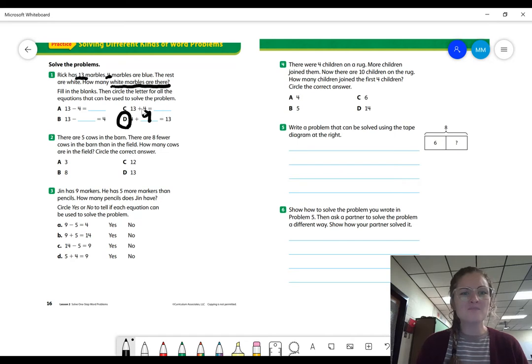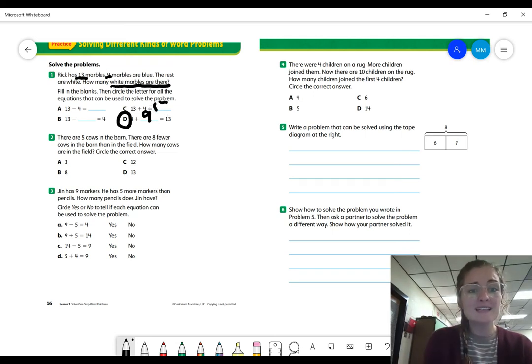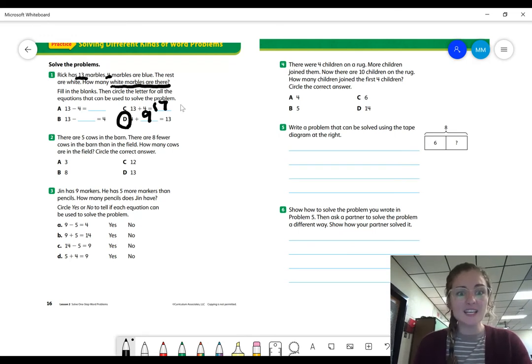Let's look at C. It says 13 plus 4. Well, it has the 2 numbers that we had in our story, but I want you to think, why would this not be a correct equation? Because it's wanting us to add our whole and one of the parts. We should not be adding these 2 together because 13 plus 4 would make 17. 17 is bigger than our whole. Our whole was 13. And the part that we needed was 9.